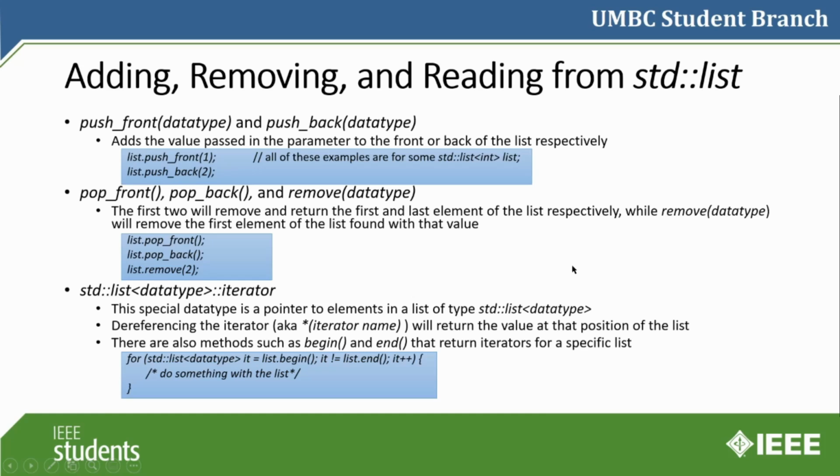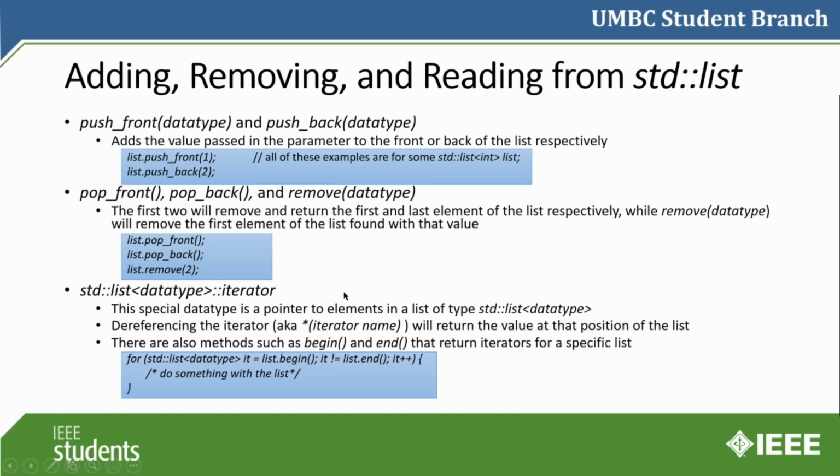Okay, so this is just some basic information on how to add, remove, and read the values in a list from the standard library. push_front and push_back are used to add values to the front or back of the list. pop_front and pop_back will remove the first or last element of the list respectively. And this remove function will remove the first instance it finds of whatever value you put into here.